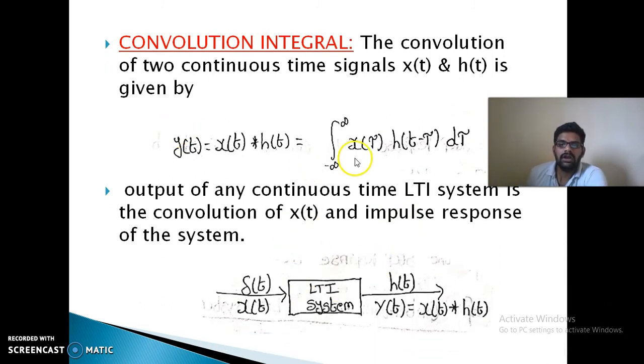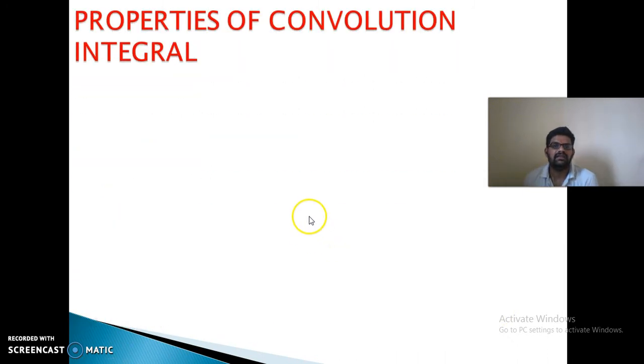Now this equation is represented block diagrammatically like this. The LTI system has an input. If delta of t is the input, shown above this arrow, then h of t is the output, shown above this arrow. If x of t is the input, the output y of t is equal to x of t convolved with the impulse response h of t. So this is the block diagram representation of an LTI system.